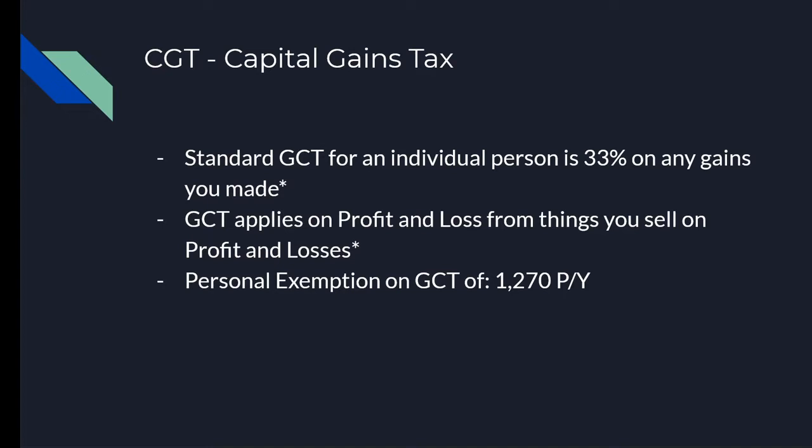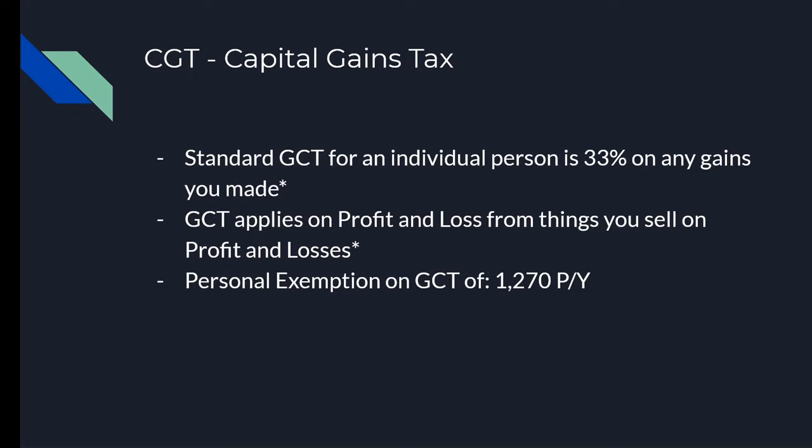So what is capital gain tax? Capital gain tax basically applies to any profit from the things you sell, right? It actually applies to losses as well. Losses are a whole different ballgame, but essentially, a TLDR is you can offset losses against capital gains tax. So basically you can use some of your losses to pay less capital gains tax. I'm not going to get into that in this video.